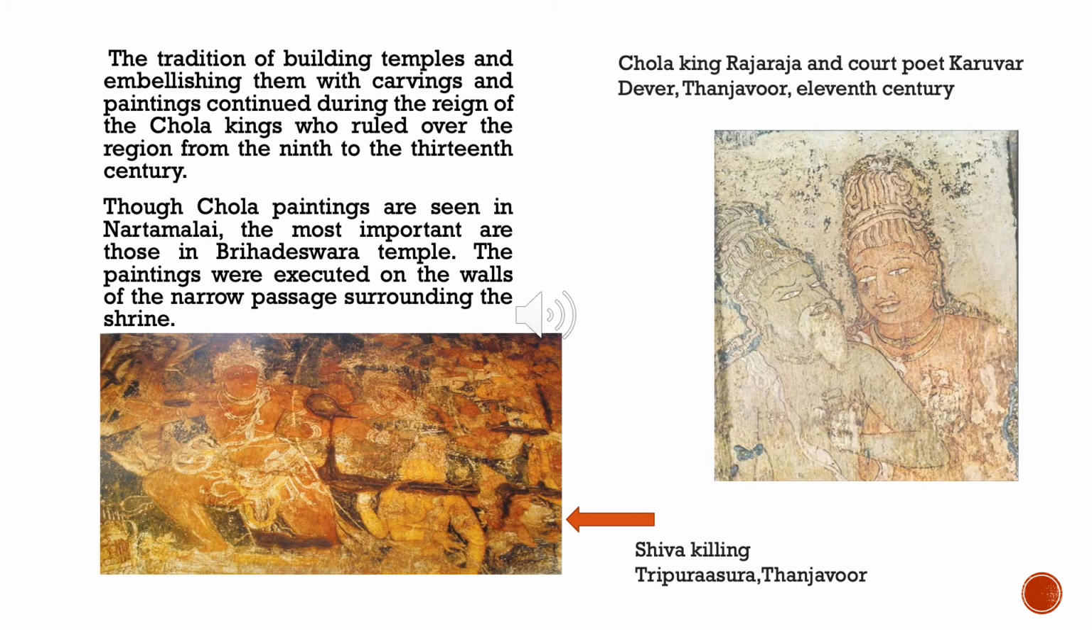Here in this slide you can see two beautiful mural paintings from the Chola period. On the right side is the Chola king Rajaraja and court poet Karuva Deva in Tanjavur, in the 11th century. And on the left side is Shiva killing Tripurasura in the same temple, the Tanjavur Brihadeshwara temple.